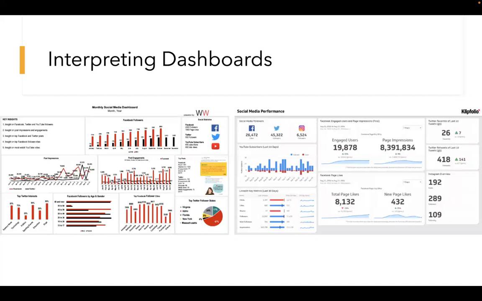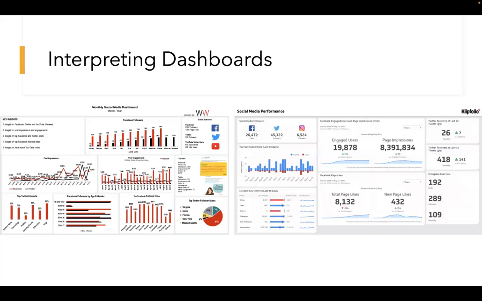You want to know how many engaged users you have, but you also want to know, is it more than last week? Is it less than last week? And then figure out what you need to do if it's lower than the week before or the month before, whatever the scale is that you're doing.